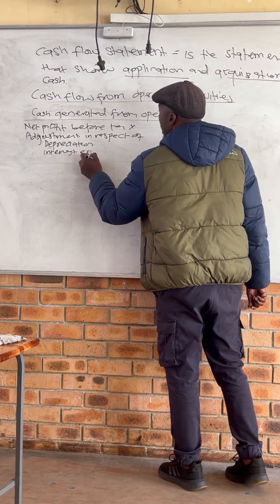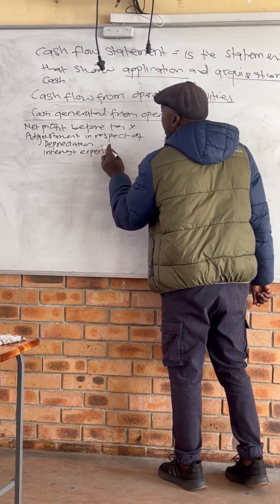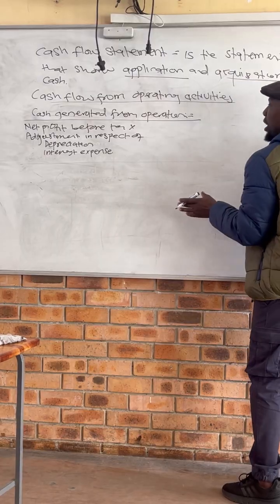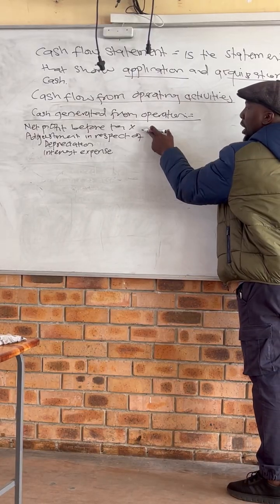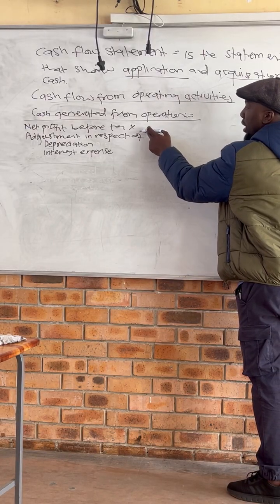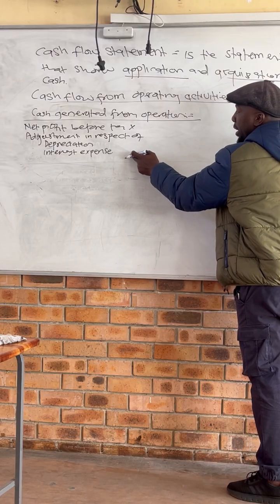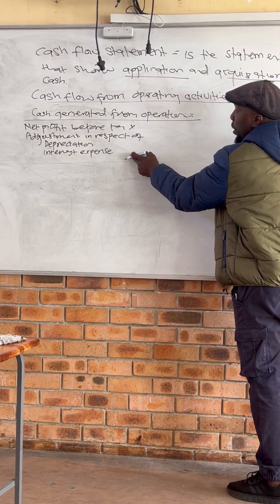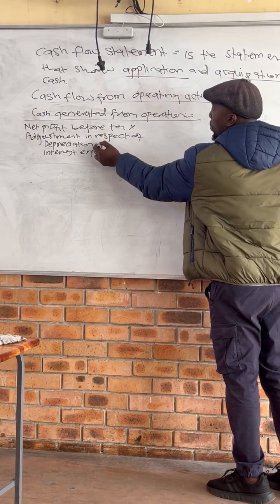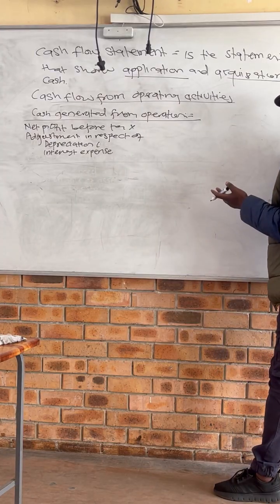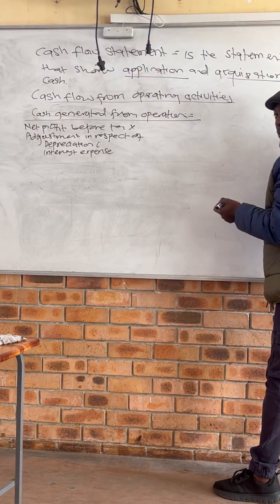Interest expense. Now, this part, we are going to check our income statement. That's where we are going to get our net profit before tax, our depreciation and our interest expense. By doing this, we are adding them back because this one is an imputed expense. No money went out on this one, so we add it back.